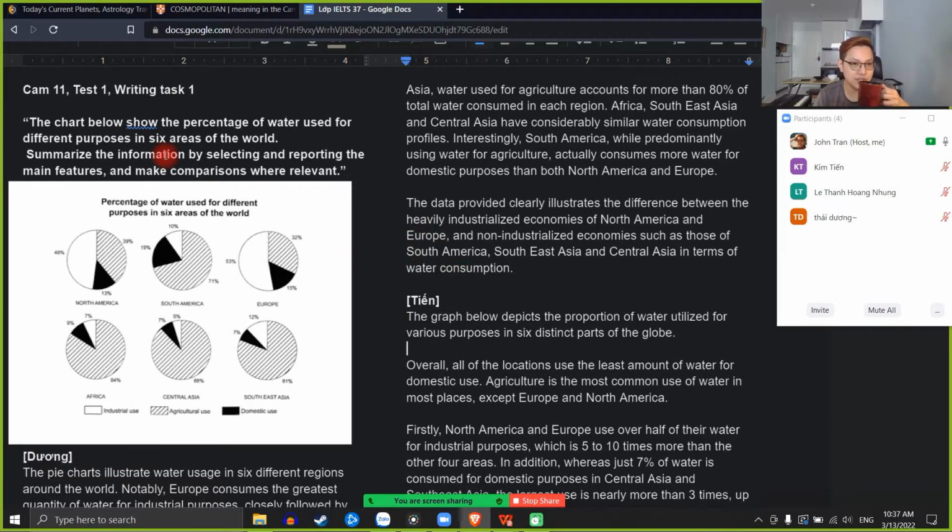Okay, let's do it now. The chart below shows the percentage of water used for different purposes in 6 areas of the world.